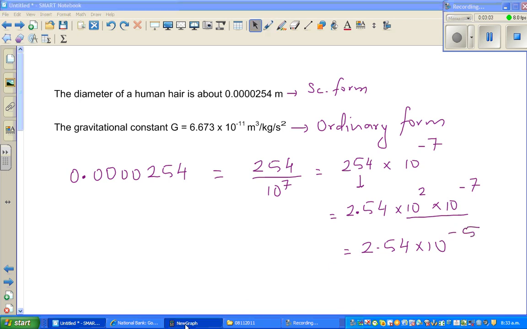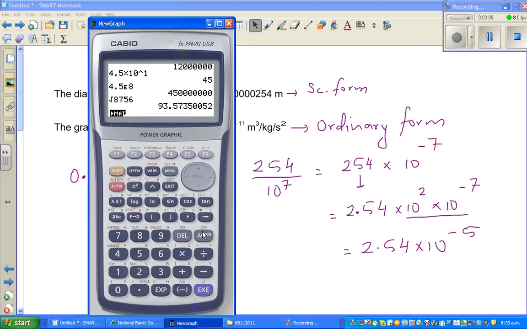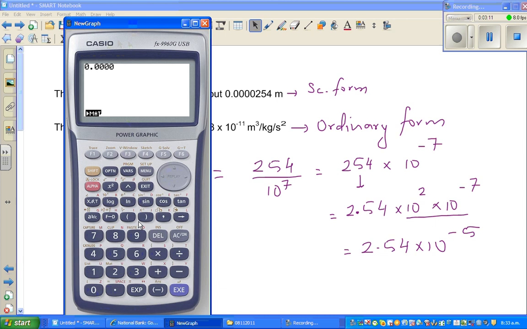So let me show you on a calculator. What I'm saying is 0.0000, you got four zeros, and then you got 254. If you press equal, this is what it means: 2.54 times e, which means times 10 to the power negative 05. That is nothing but 5.